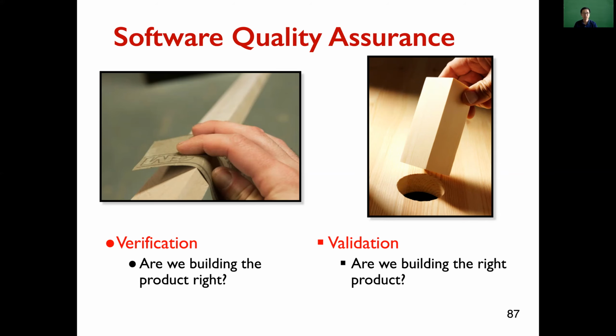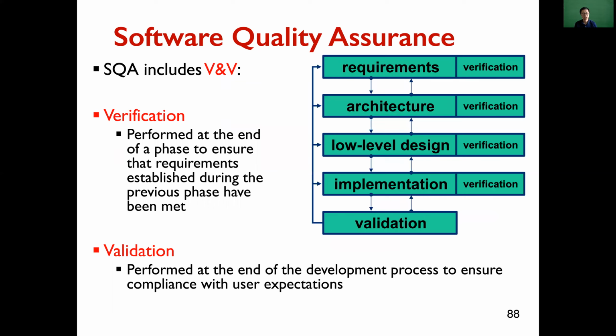And we do verification and validation at different stages. So in a software development lifecycle, there's usually requirement engineering or requirement specification, followed by architecture design, followed by low-level design, and then we have implementation, and then validation or testing. Usually, verification can be done at each stage. At each stage, we can do verification to ensure that the requirements established during the previous phase have been met.